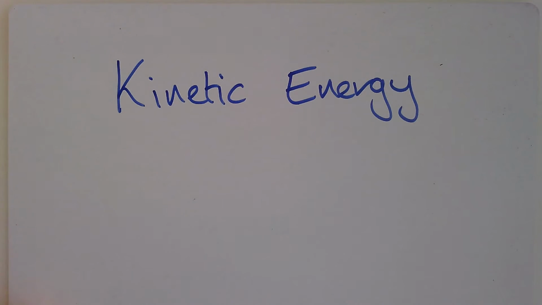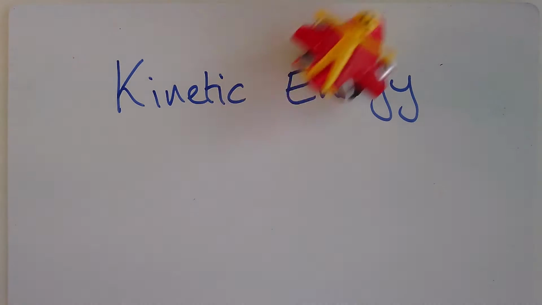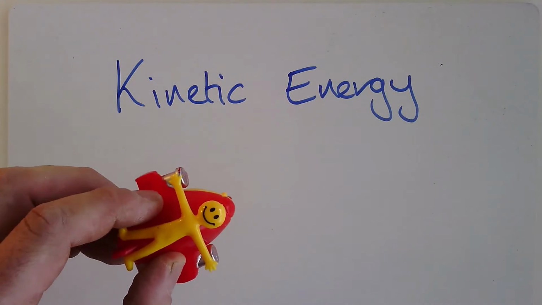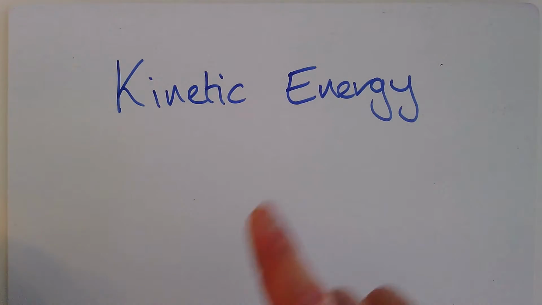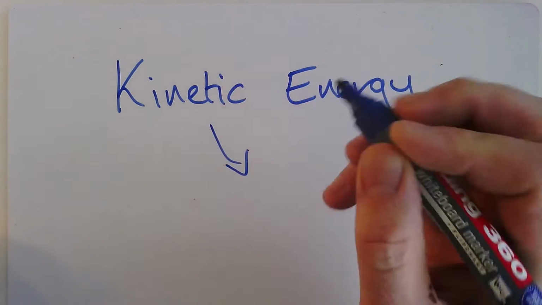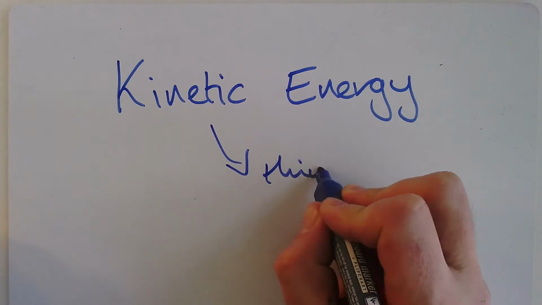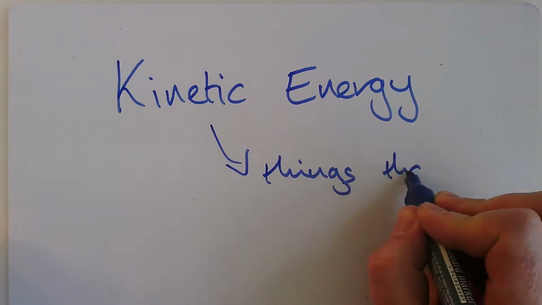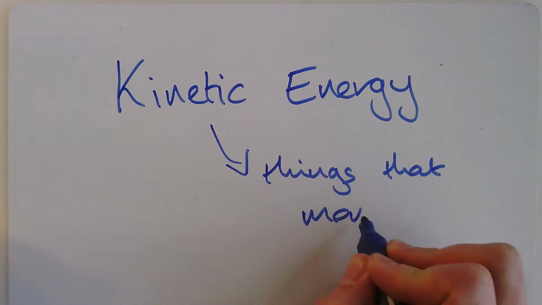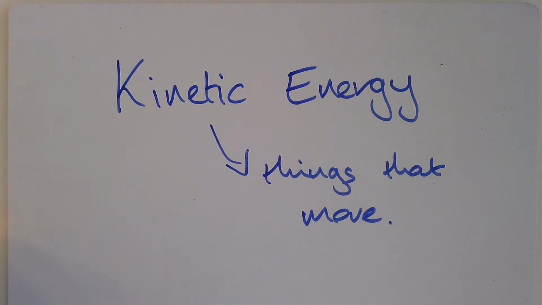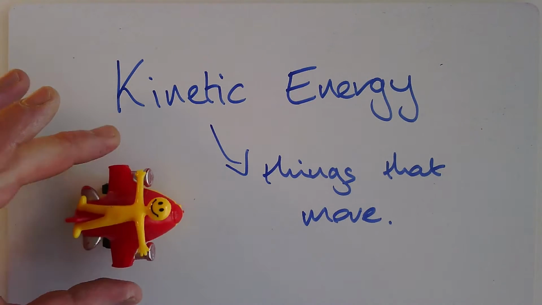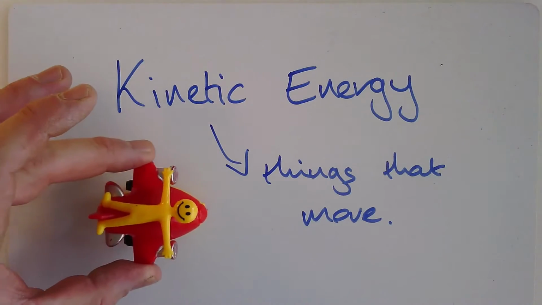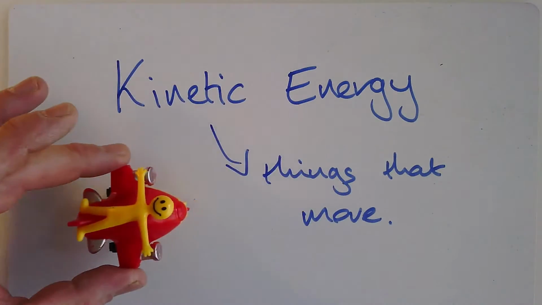Hello, this is Yellowman Physics, and I just want to take a little bit of time to talk about kinetic energy. Now, as Yellowman shot past us then, he had kinetic energy. And kinetic energy is an energy we associate with things that move. So any object that's moving will possess this idea of kinetic energy. It is doing something, it is moving, it has this energy.